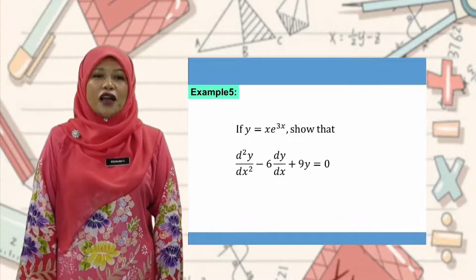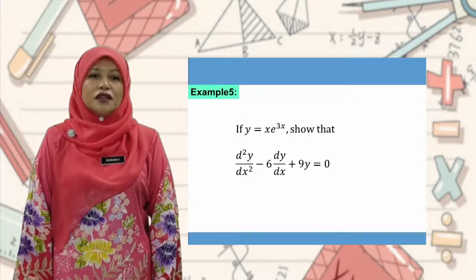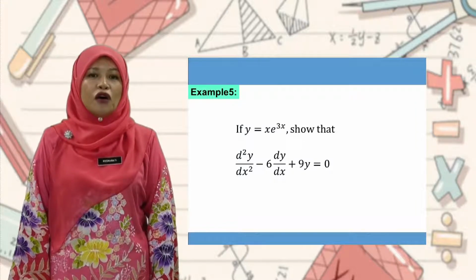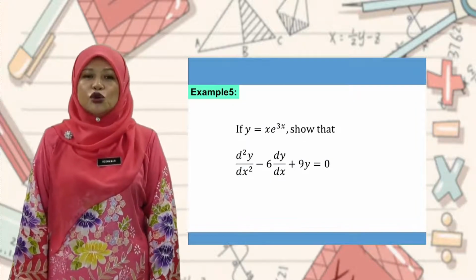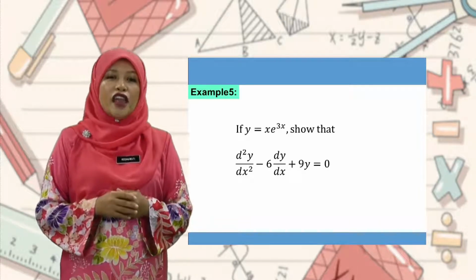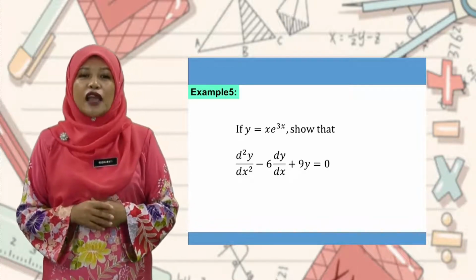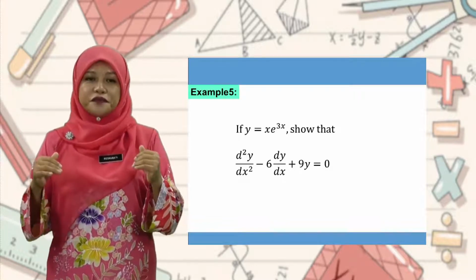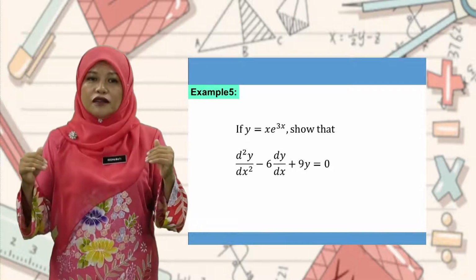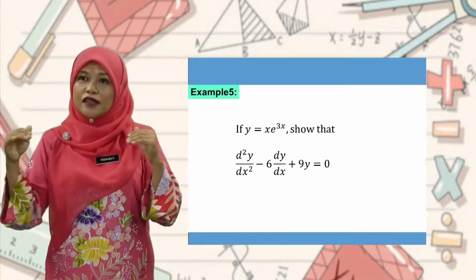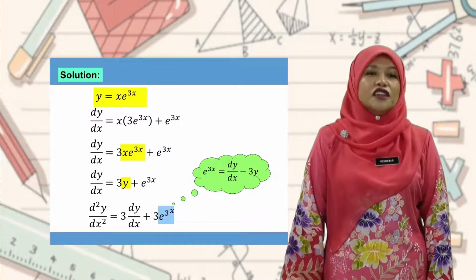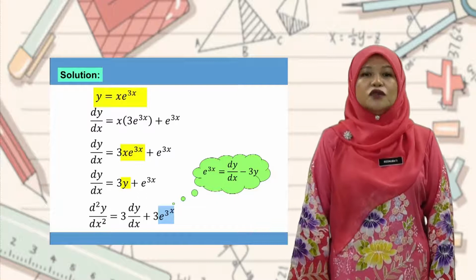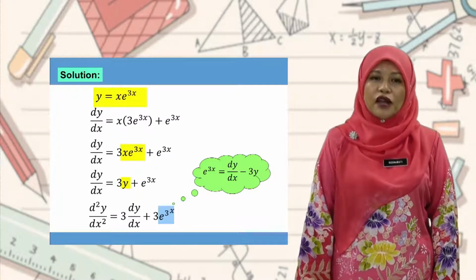In example 5, we are given y equals x multiplied with e to the power of 3x, and we need to show that d2y dx squared minus 6 dy dx plus 9y equals 0. In this question, we need to show that there is no x in that expression. To answer the question, we need to differentiate it. As usual, we need to use the product rule for the right side.